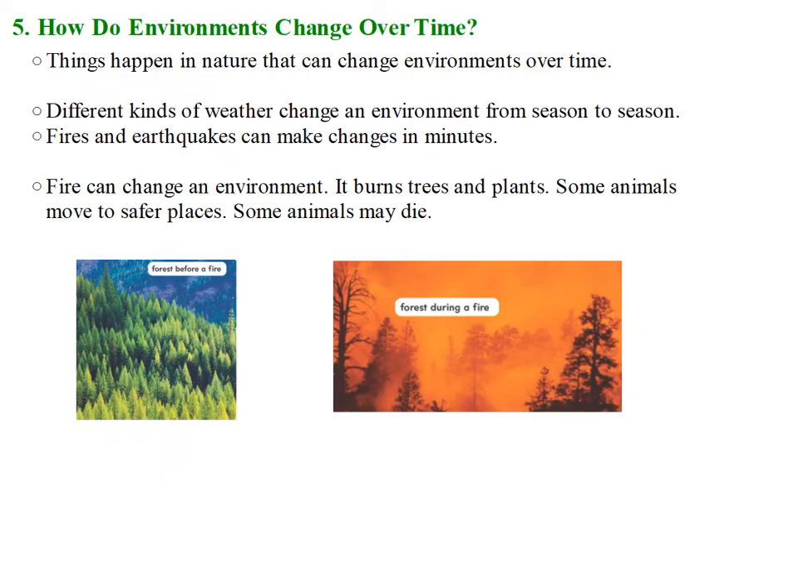Now, let's talk about how environments change over time. Things happen in nature that can change environments over time. Different kinds of weather change an environment from season to season. Fires and earthquakes can make changes in minutes. Fire, for example, can change an environment. It burns trees and plants. Some animals move to safer places, and some animals may die.